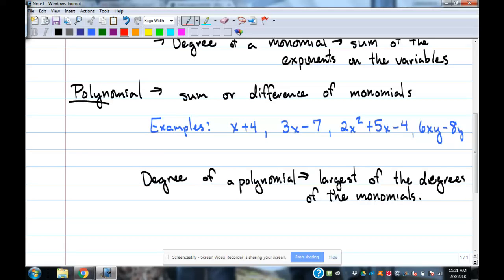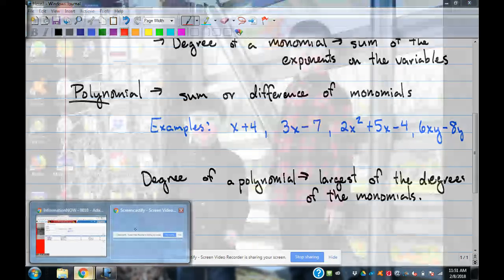Can it wait? Yes, it's not going to be there. Hang on just a second.